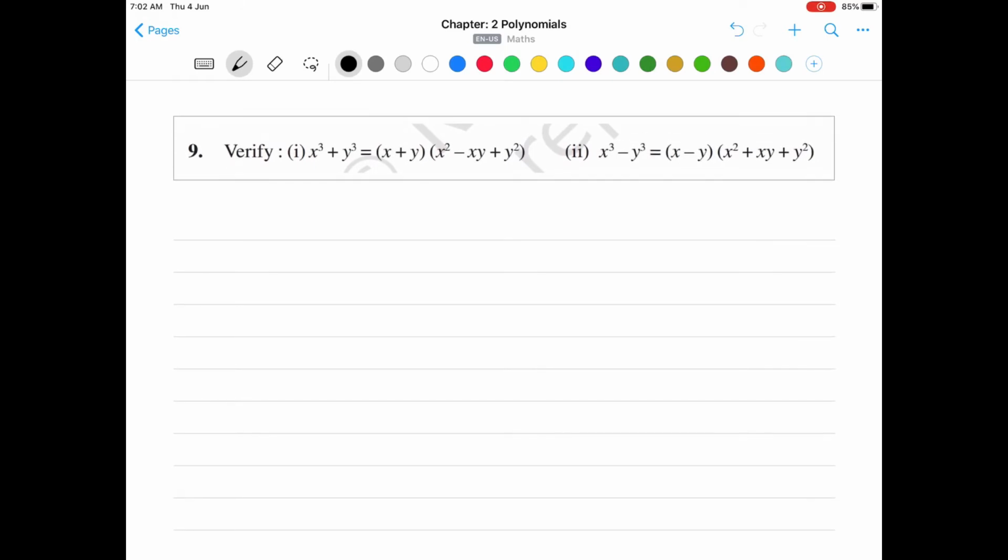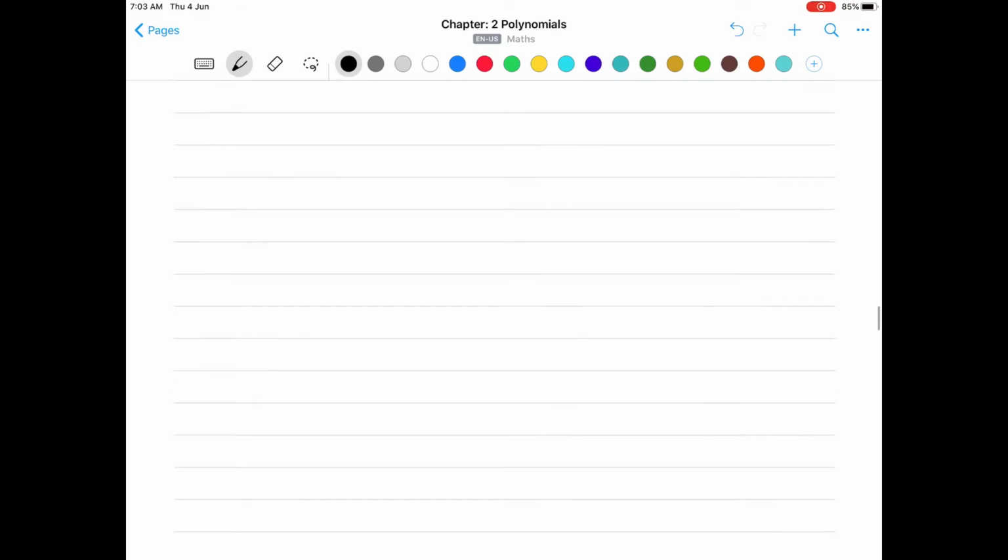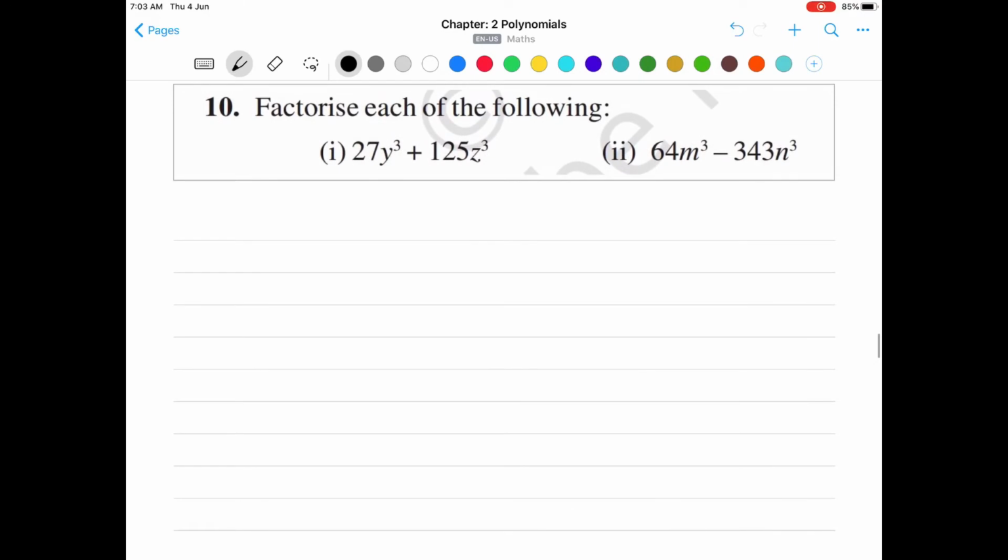Now we come to question number 9. We have already verified these two identities in the previous part, that is part 1 of exercise 2.5. This is identity number 9 and this is identity number 10. So you can see the solution of these two from part 1 of exercise 2.5. I'm not going to do it again, I'm leaving it for you. It is in the previous video of this exercise.